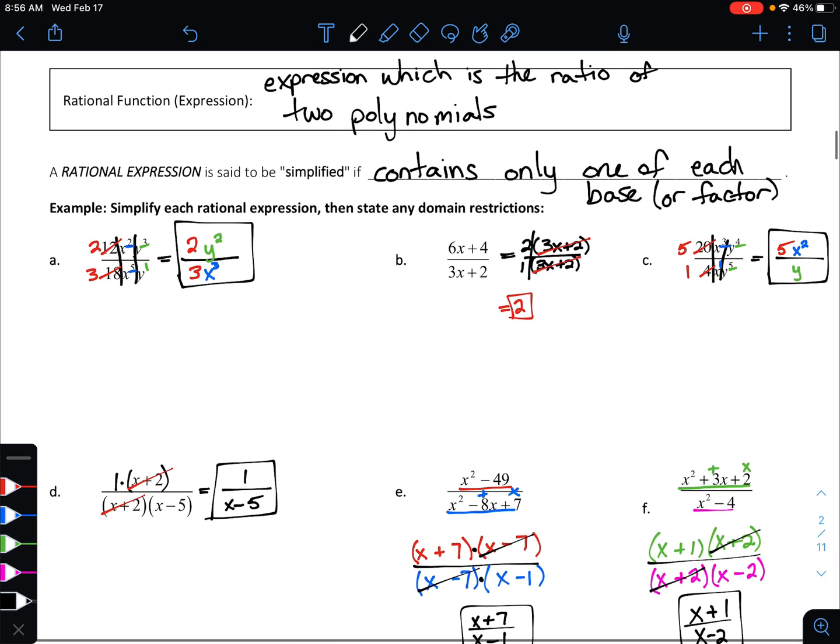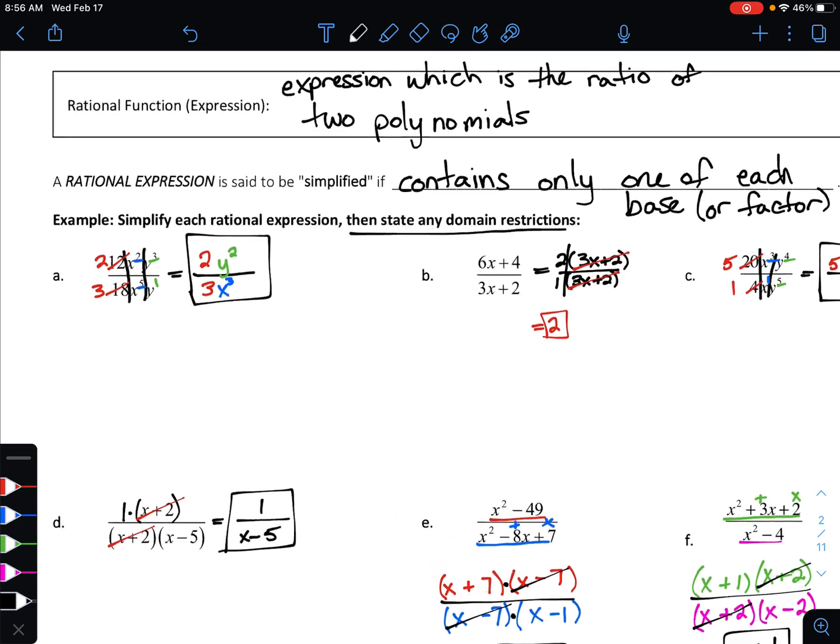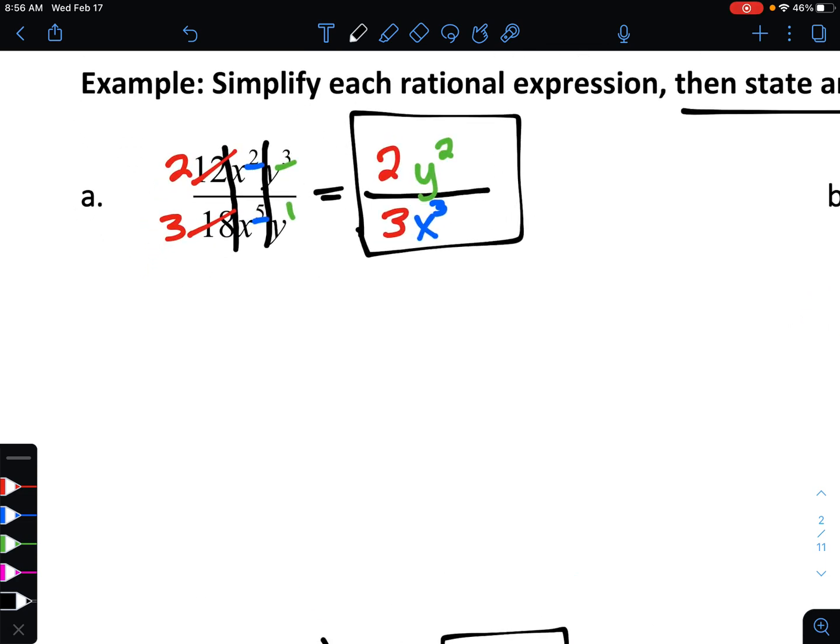Now, in addition to each of these particular examples, we were also asked to state any domain restrictions. What we mean by domain restrictions is that there are certain numbers that x cannot be equal to, especially when dividing, because of the fact that there's a single number that you cannot divide by. Remember that dividing by 0 is undefined. We're not able to divide by 0. So anything that would make our denominator equal 0 is a problem. So let's go through each of these examples and talk about what would make our denominator 0.